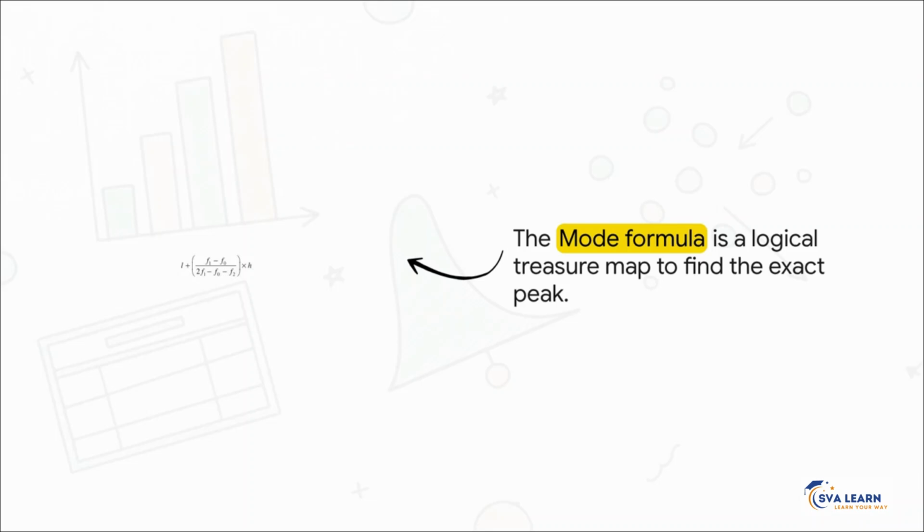Okay, don't panic. I know it looks like a terrifying jumble of letters and fractions, but I want you to look at it differently. This isn't just random, scary math. It's actually a really logical treasure map designed to guide you straight to the exact hidden mode.